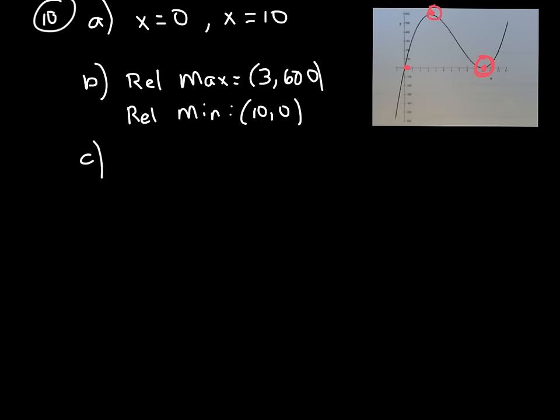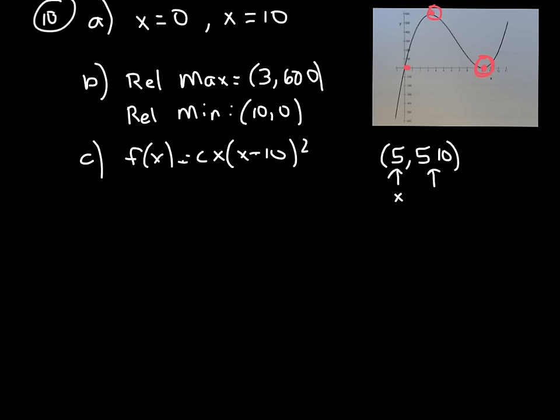Okay, letter C gives us this function f of x equals c times x minus 10 squared. And they want us to use this function to solve for c. Now they tell us to specifically use the coordinate 5, 510. So we're going to replace the x's with the 5, and we're going to replace the y with 510. Now remember, another way of saying f of x is y. So we're going to replace the f of x with the 510. The c is what we're solving for, and wherever we see an x, we're going to replace it with a 5.